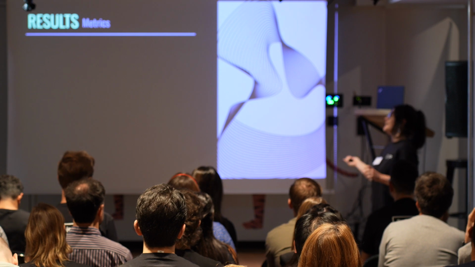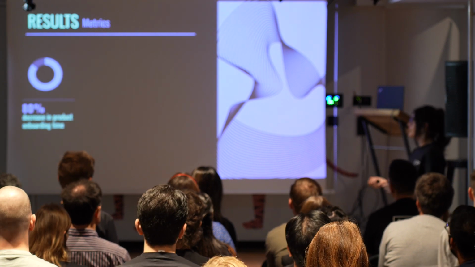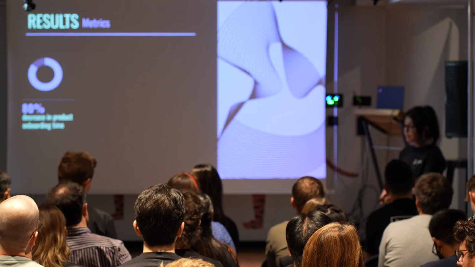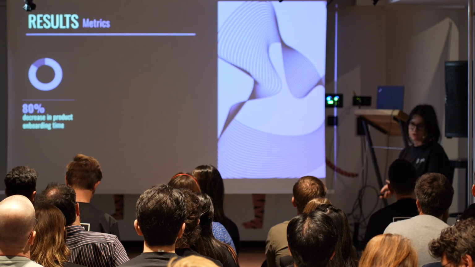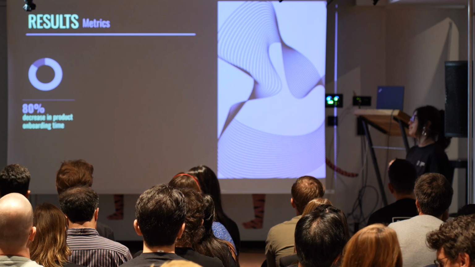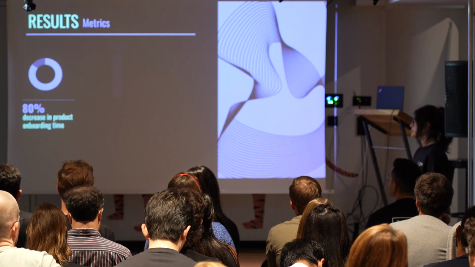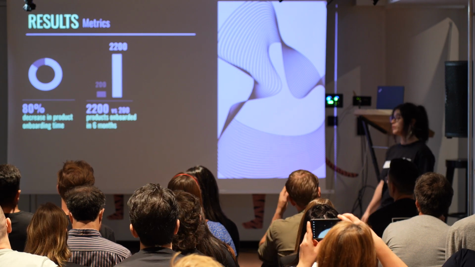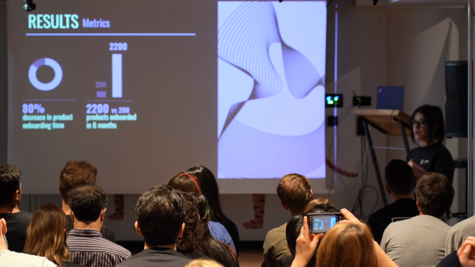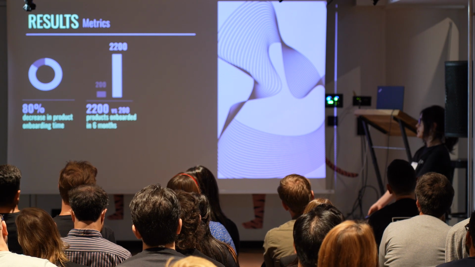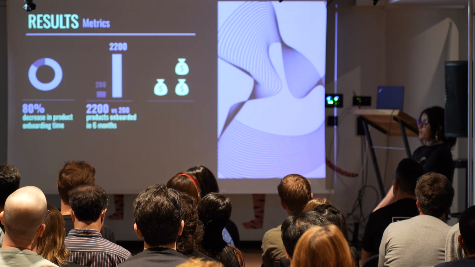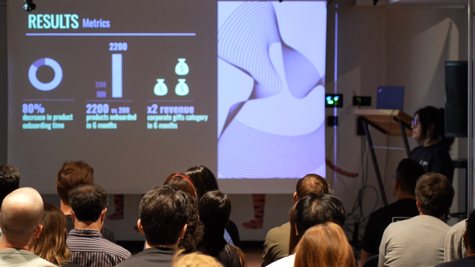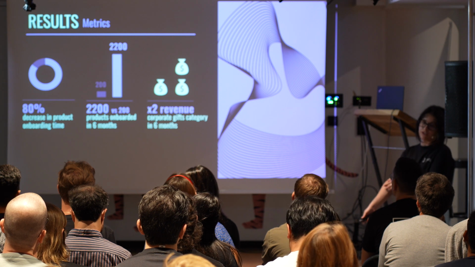Metrics, nice. So I think this is the final one. Since we put this new project live, we decreased by 80% the time that it takes a commercial team to onboard a product from scratch into the website. Actually, in 6 months, we were able to onboard 2,200 products. That's 11 times more than we were able to do last year in the same 6 months. And we doubled the revenue, specifically in this example for corporate gifts, in 6 months. And actually, we are planning to triple it in one of the next months.